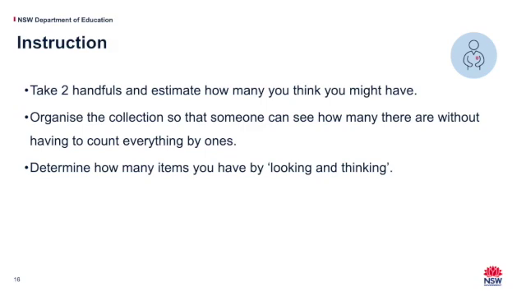Then you need to organize it so that someone can see how many there are without having to count everything one by one. Okay, so if I picked up lots and lots and lots of pasta, I might organize my pasta in rows of 5, because I know how to count by 5s. So if I put lots and lots of rows of 5, then all someone else has to do is go count 5, 10, 15, 20, 25, 30. Okay, but they need to be able to see that it's rows of 5, so I'm going to put them in straight lines so I can see that every one of my rows has 5.